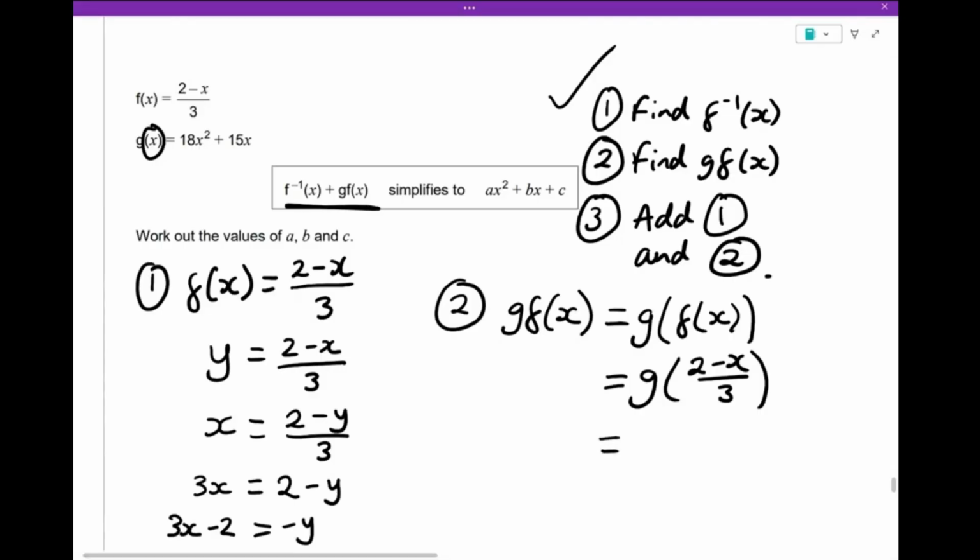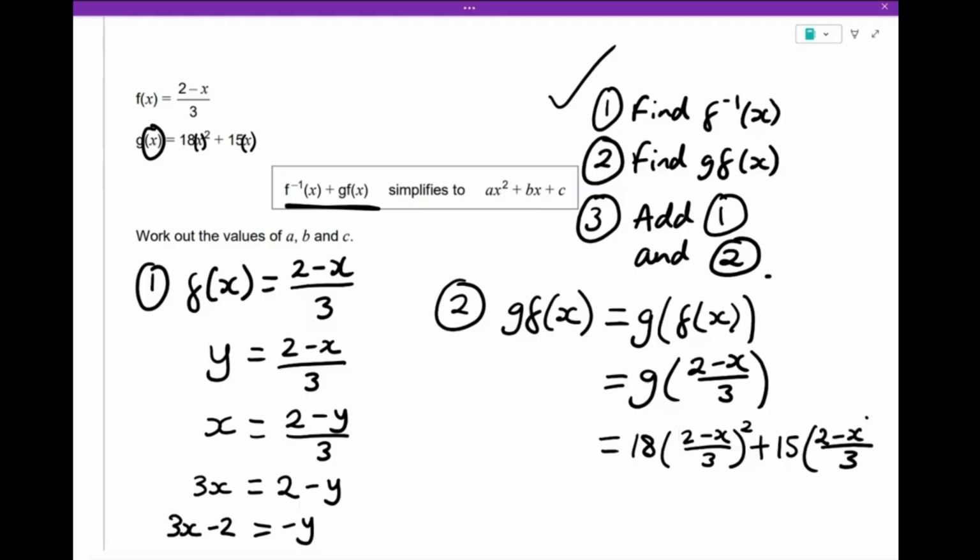So let's put brackets around all my x's in g of x. So I put a bracket here and a bracket there, and then a bracket here and a bracket there. So I would get 18, open brackets. I'm going to put this fraction here in. So 2 subtract x over 3, close bracket. And then we need to put our power, which is squaring. So I'm going to write a squared out here. And then we've got plus 15, open brackets, and then we're going to put this fraction in for x. So 2 subtract x over 3, like that.